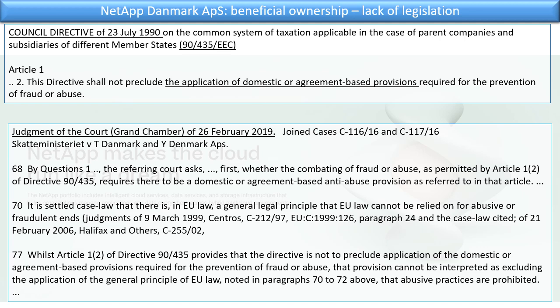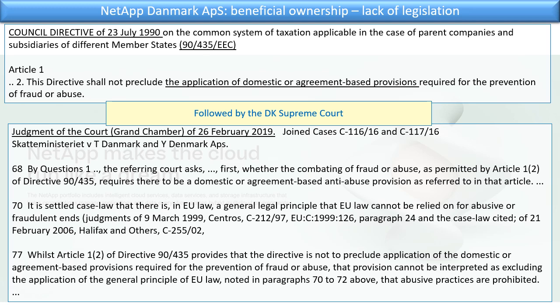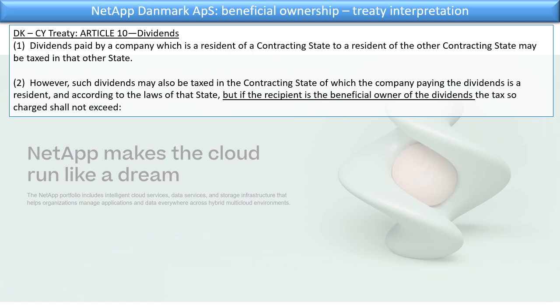So the court helps the Danish government, says, you know what, you don't need a law because this is general EU practice. So that makes sure that Denmark does not have to apply the parent subsidiary directive for dividend payments made from Denmark to Cyprus, even though both countries are within the EU and even though the parent subsidiary directive would otherwise apply. It does not deal with the Cyprus-Danish tax treaty. So let's have a look at that next.